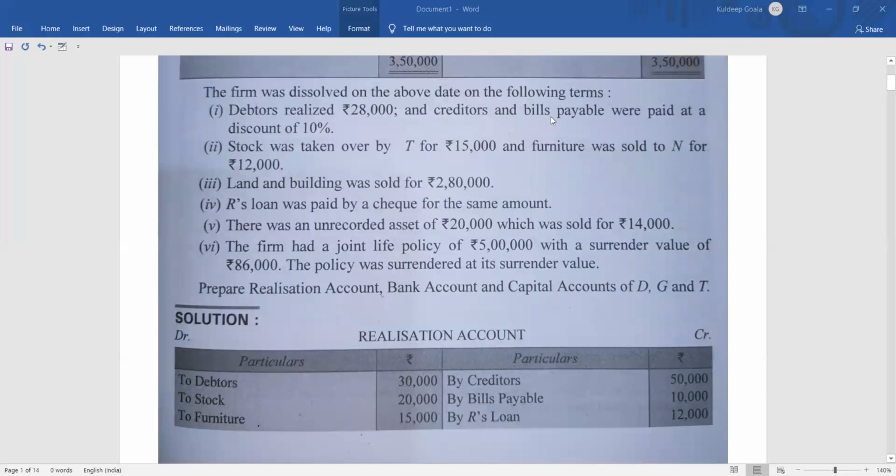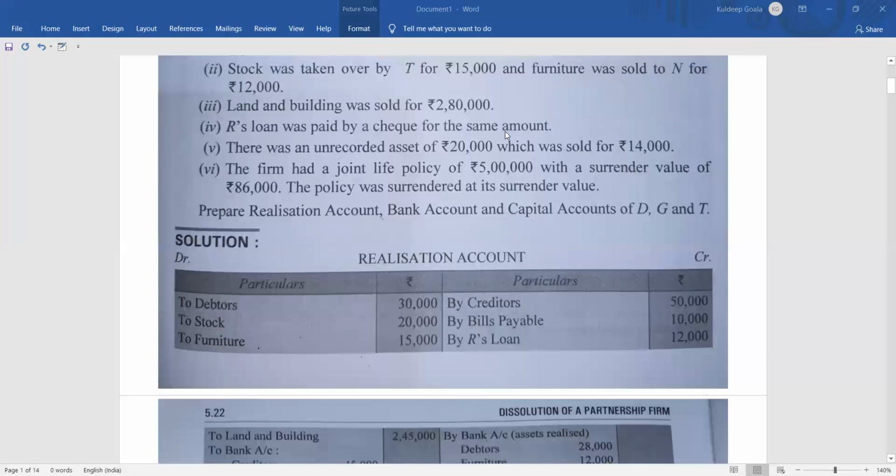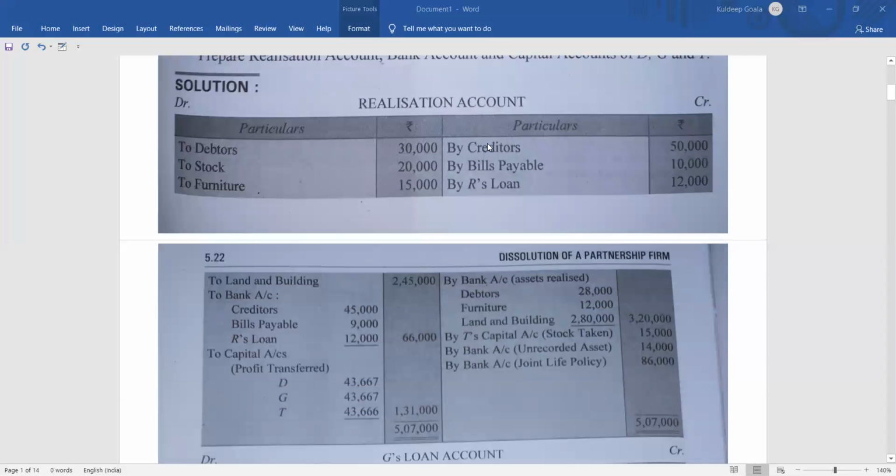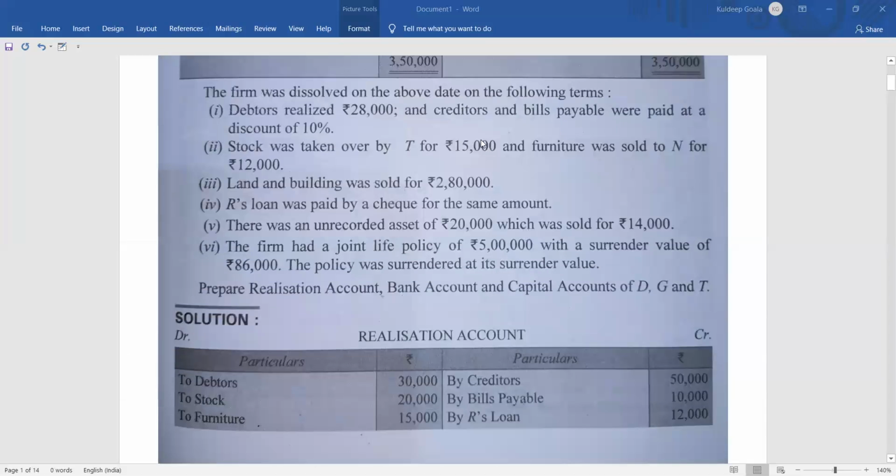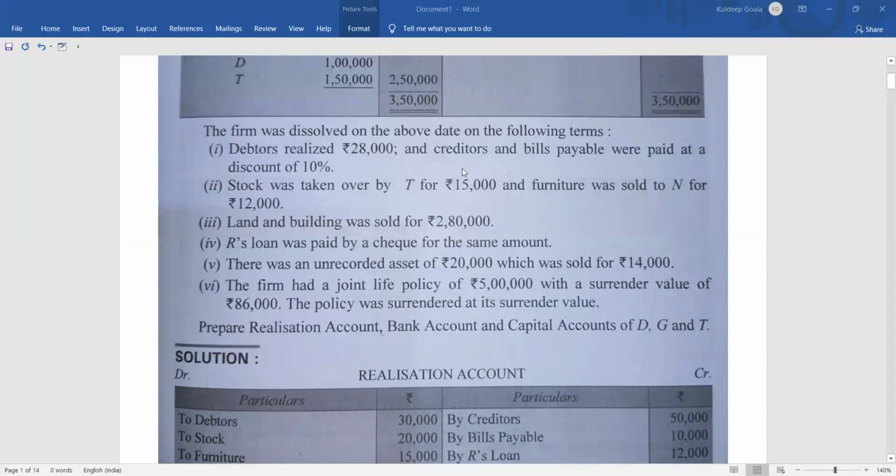What is there? Creditors and bills payable were paid at a discount of 10%. Once the asset has been sold, then we'll go for paying the liabilities. So creditors and bills payable were paid at a discount of 10%. That means with a discount of 10%, how much will we pay the creditors and how much will bills payable be? Let's see. So what is the journal entry? Let's find out the journal entry. The journal entry will be like this. Realization, we are going to pay, so it will be a loss. Realization account debit to bank account. How much for creditors and how much for bills payable, we'll find out.